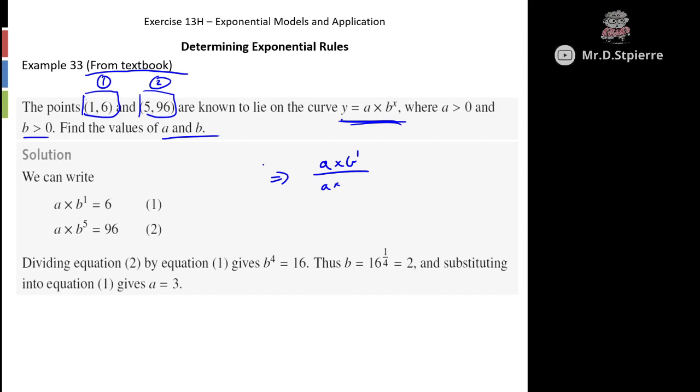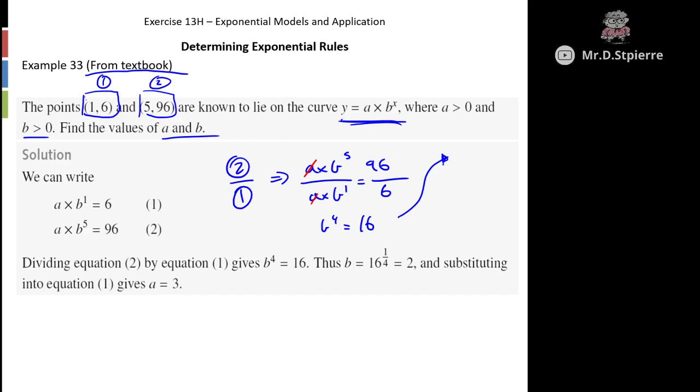Just to show you the actual working out, actually we're going to do 2 divided by 1. That's a much better way to do it, avoids negative powers. 2 divided by 1, we get a times b to the 5 equals 96 divided by a times b to the 1 on 6. So the a's cancel, and we're left with b to the 4 is equal to 16.